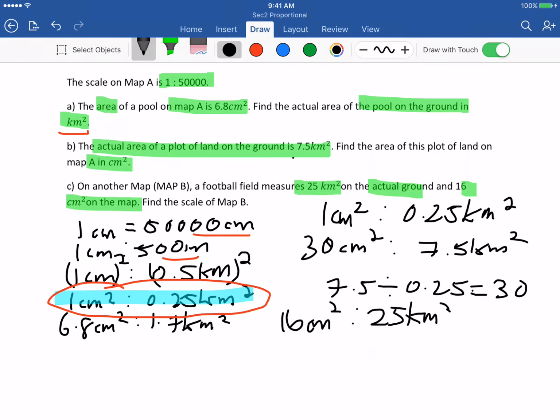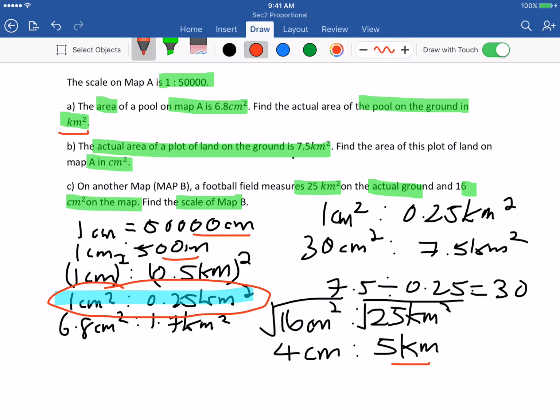So the first step, you want to find the scale. When we talk about scale, usually it's actually referring to the distance scale. So what must we do? We must go and what? Square root both sides. Square root of 16 is actually 4 cm is to 5 km. What's the next step? Make them the same unit. Change the km into cm. So 4 cm is to km to cm just times 100,000, 500,000 cm.